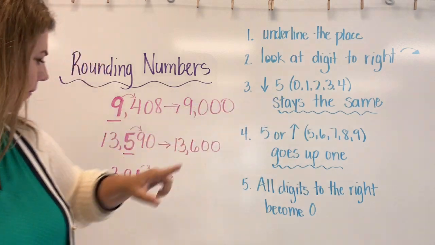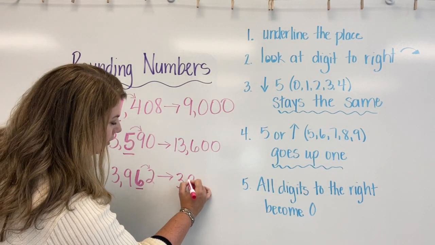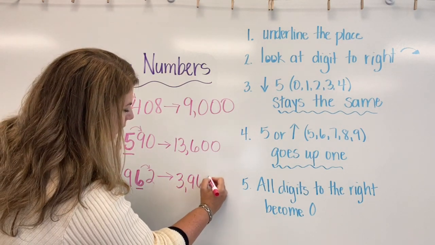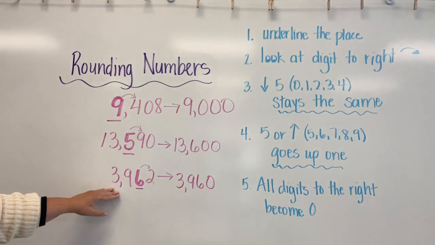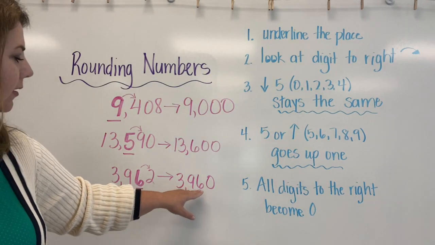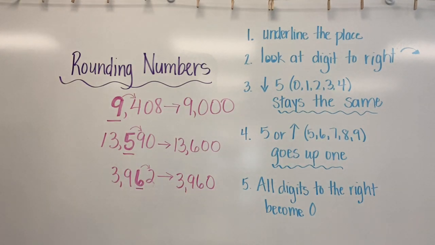Stays the same. So everything in front of the underlined digit, that never changes. The underlined digit, you said, stays the same, and everything else becomes a 0. 3,962 rounded to the nearest 10, 3,960. All right, we have a few more we're going to try.